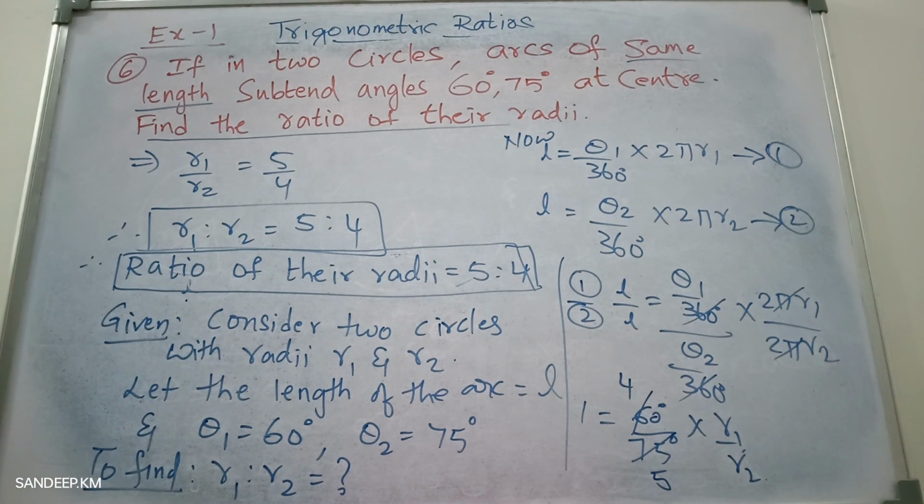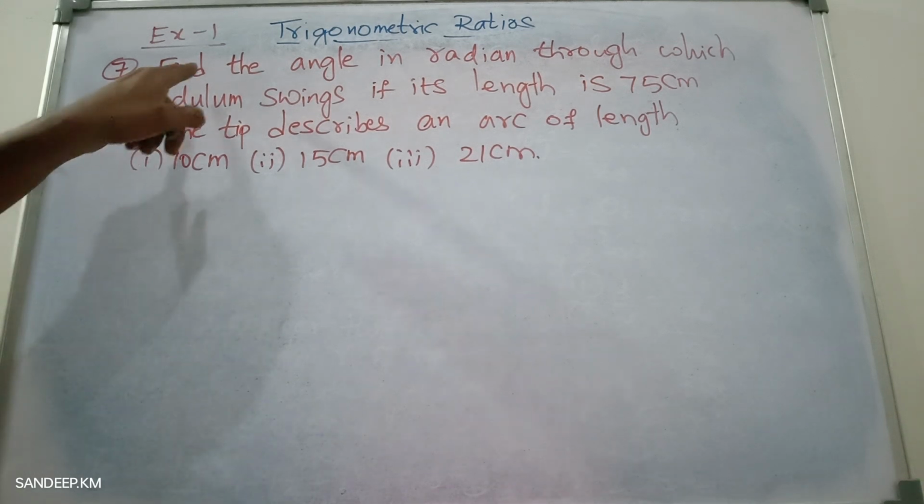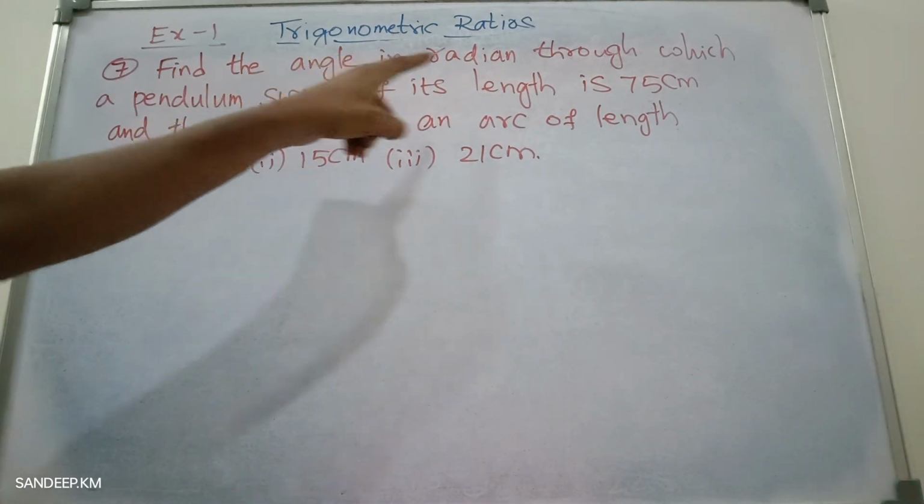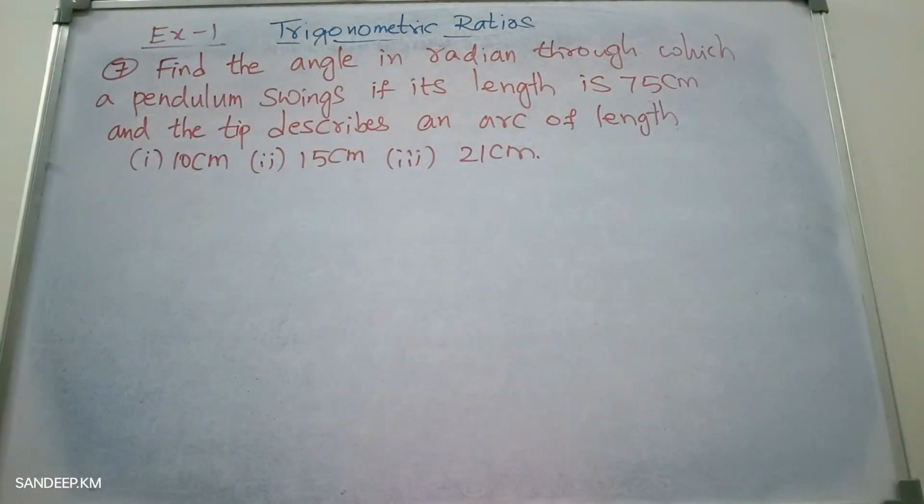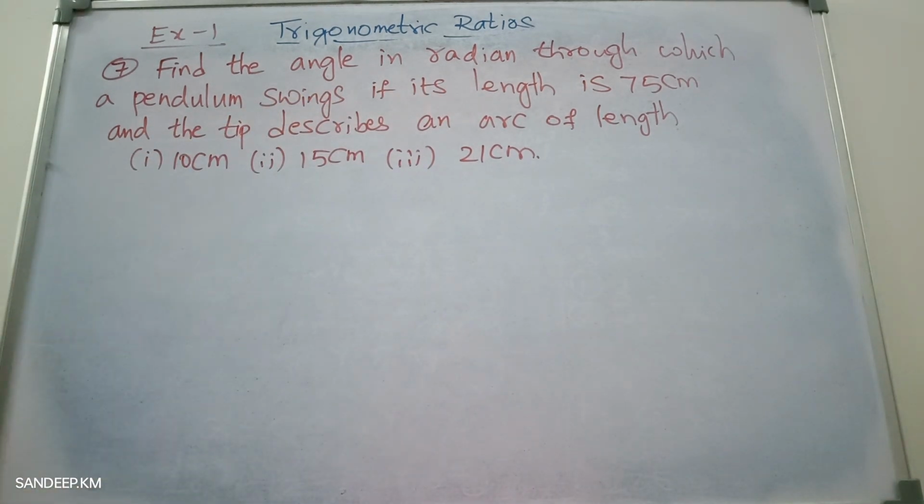Question number 7, the last question in this exercise, a very easy question also. It tells us to find the angle in radian measure. Find the angle in radian through which a pendulum swings if its length is 75 centimeters and the tip describes an arc of length 10, 15 and 21 centimeters in three different cases.